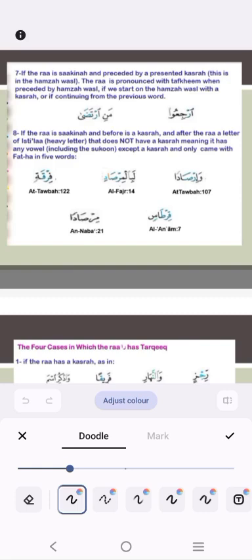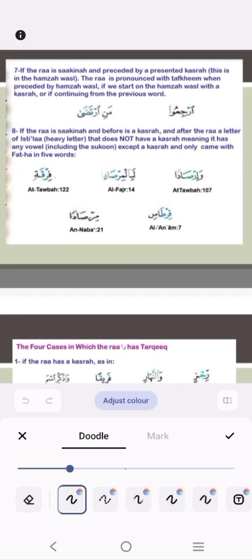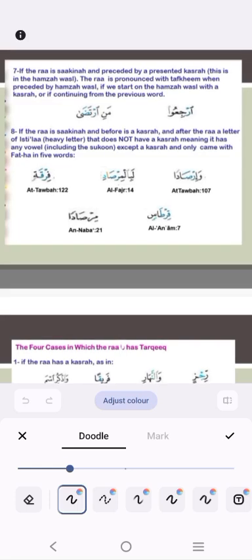And the eighth condition: if the ra is sakin and before it is a kasra, and after the ra is a letter with isti'ala, from the isti'ala musta'aliya group, a heavy letter, and it does not have a kasra, meaning it has any other vowel except kasra, so we will make this ra heavy as in these five words.